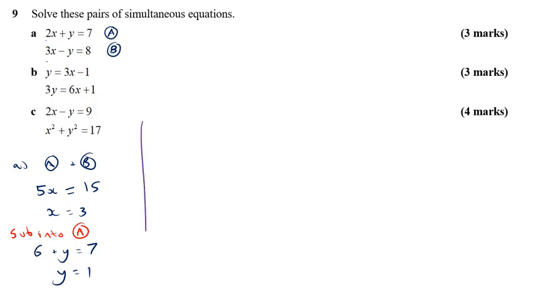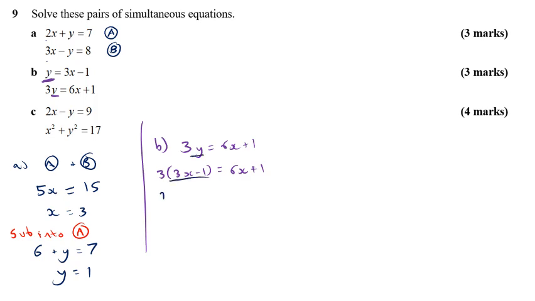Part B, then there's lots of different ways you could have started this off. What I would do, if this is what y equals and this is what 3y equals, I'm going to substitute the first equation into the second equation. So my second equation says 3 lots of y equals 6x plus 1. Now I also know that y is 3x minus 1, so 3 times (3x minus 1) equals 6x plus 1. Now I've got an equation just in terms of x that I can solve.